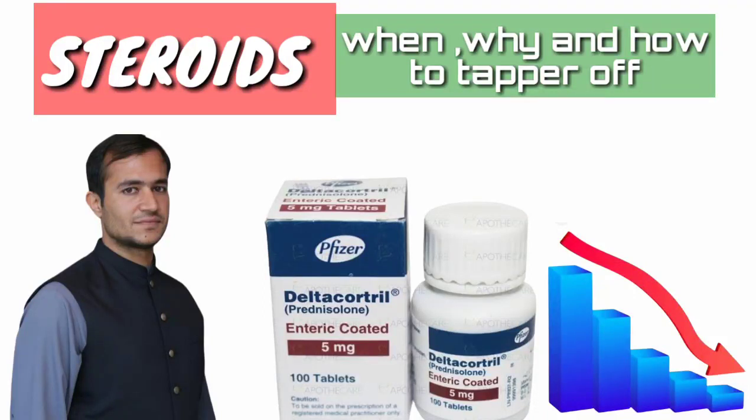Steroids are used in the pediatric age group in multiple conditions, starting from allergies, asthma, and autoimmune disorders. So, these are given for a longer period of time. At the end, we do tapering. The question usually asked is when we need to taper off these steroids, why we taper off these steroids, and how to taper them off. So, we will answer these three questions in this video.